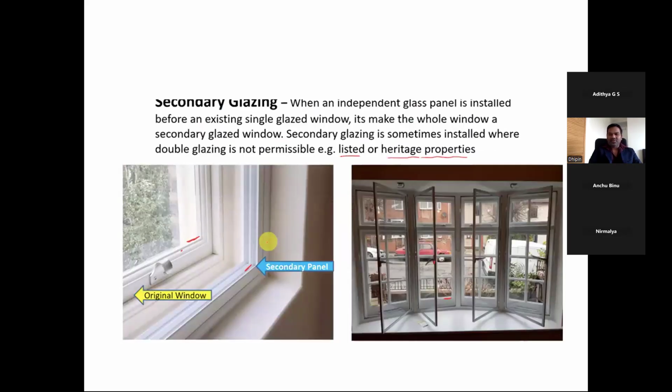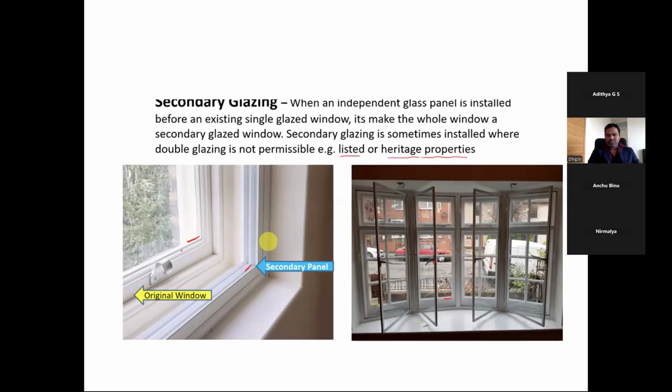This is something that is called secondary glazing. When an independent glass panel is installed, the one that is highlighted there, before an existing single glazed window, it makes the whole window a secondary glazed window. The one that is highlighted in blue, that adds a secondary glazing to it.